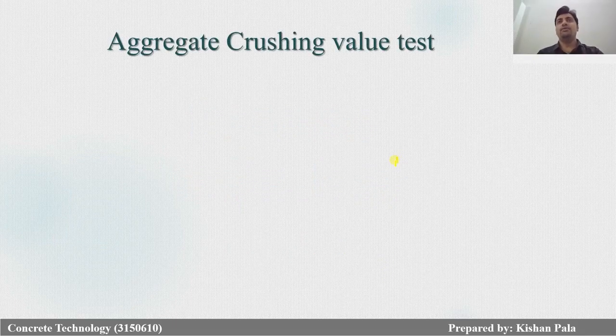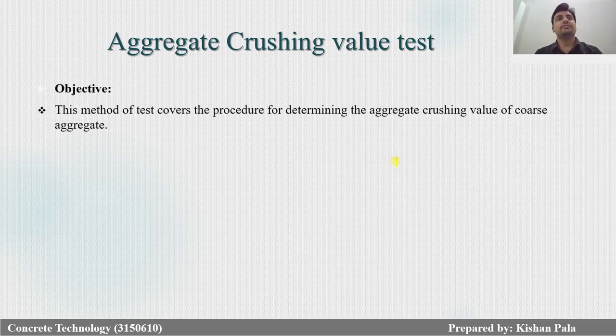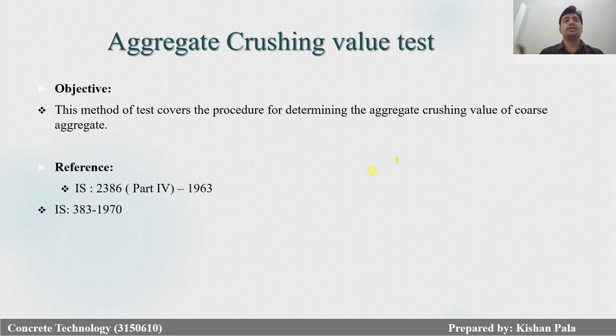Aggregate crushing value test. Let us understand how to determine the crushing value of aggregate. This method covers the procedure for determining the aggregate crushing value of the coarse aggregate. You can refer to Indian Standard 2386 Part 4 1963 and Indian Standard 383 1970 for the apparatus used for finding the crushing value of the aggregate.